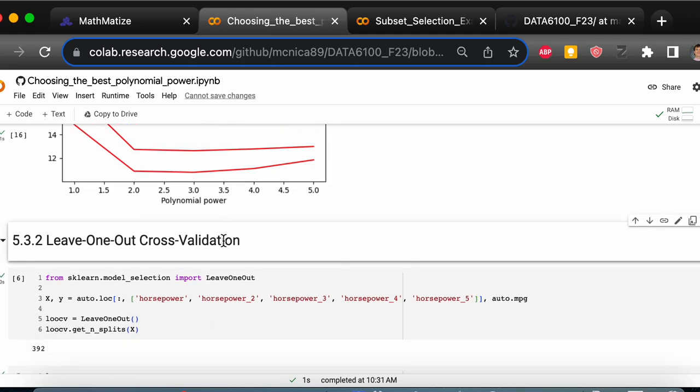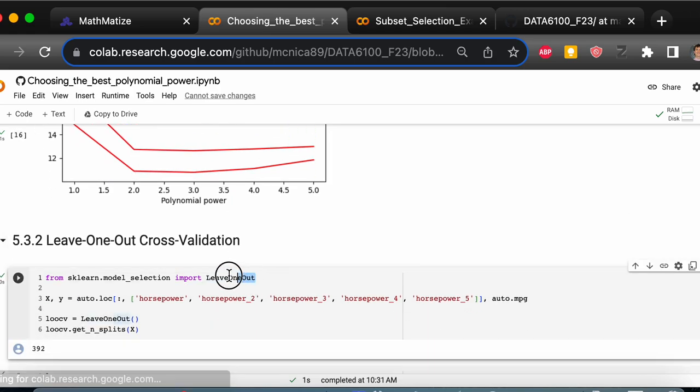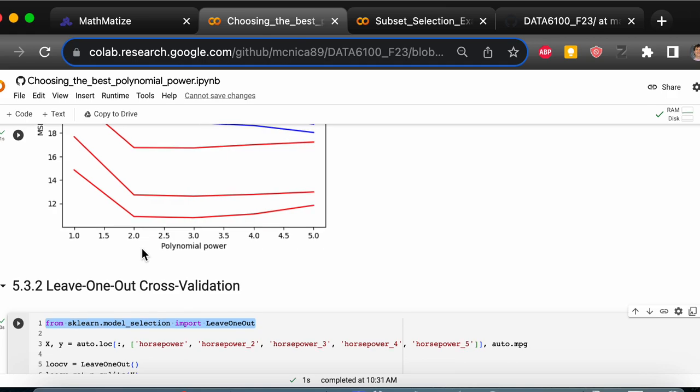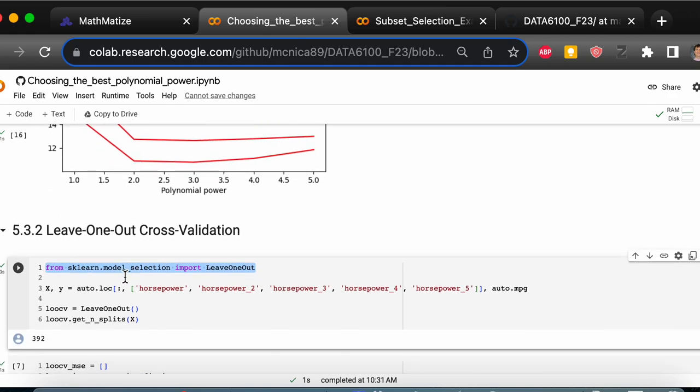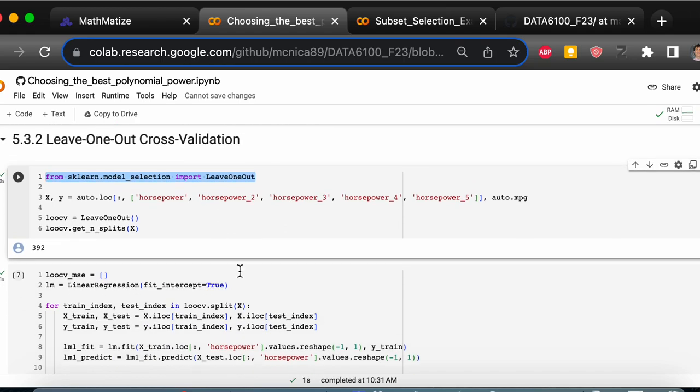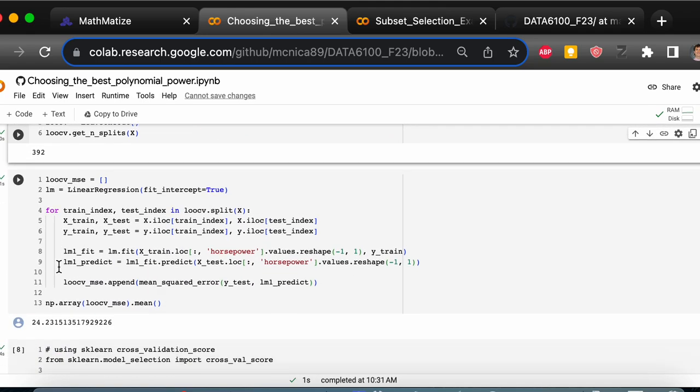Another option you can do is leave one out cross-validation. This is how to do it with sklearn. In leave one out cross-validation, you rerun the model many, many times using 1 point as the test set each time. Here I ran it 5 times, but you could run it hundreds of times with a test set of size 1. And here is the number of times we're going to run the model, 392 times. And here is what that looks like.